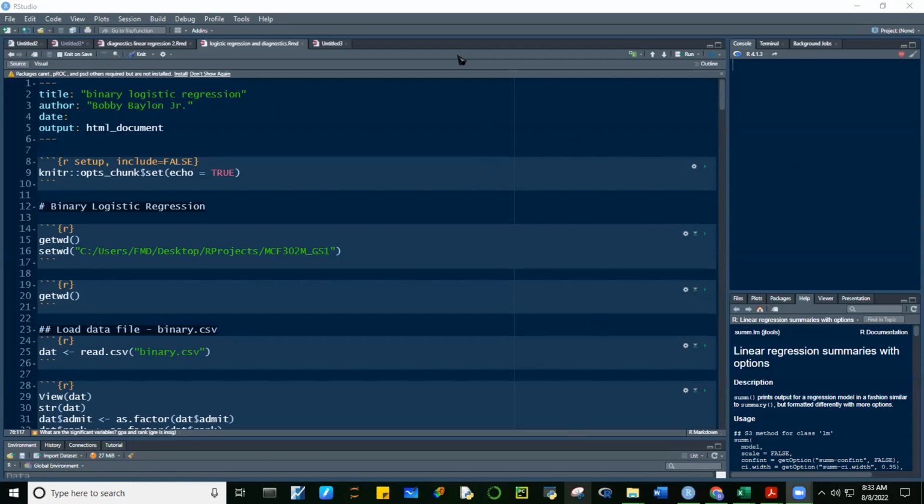Kapag multiple, yung dependent variable natin is a continuous variable. Continuous siya. Ibig sabihin, it's a quantitative variable, it's a numerical variable, and it can take on decimals. Yun ang continuous. Now, for a binary logistic regression, our dependent variable is, as the name suggests, binary lang.